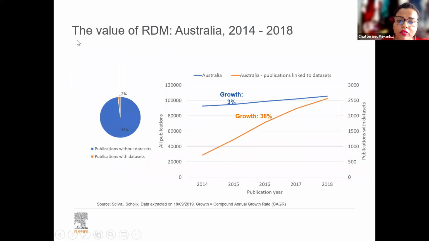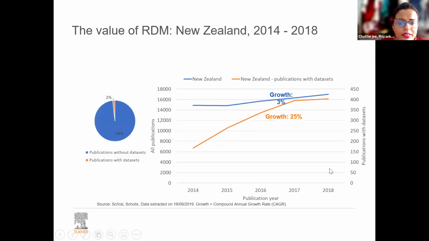So we looked at the value of research data management in Australia from 2014 to 2018, and we saw that whatever was the trend globally matched with the trend in Australia. Publications without data sets and publications with data sets. So this is 3% growth versus 38% growth for publications with data sets. Similar kind of experience even for the New Zealand market.